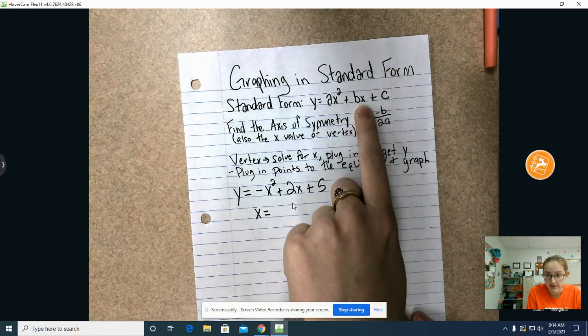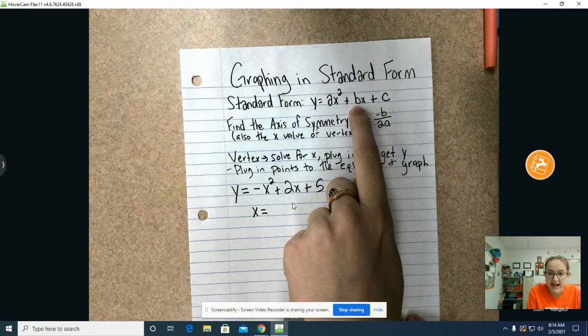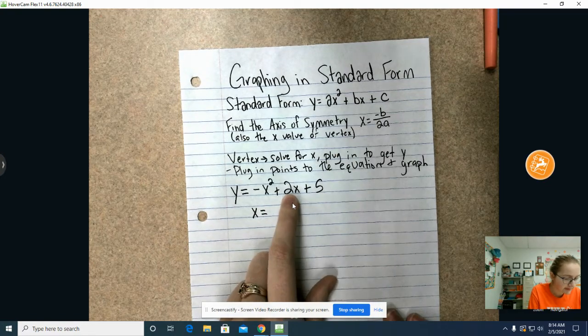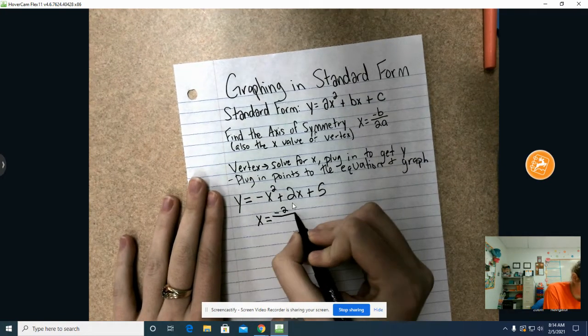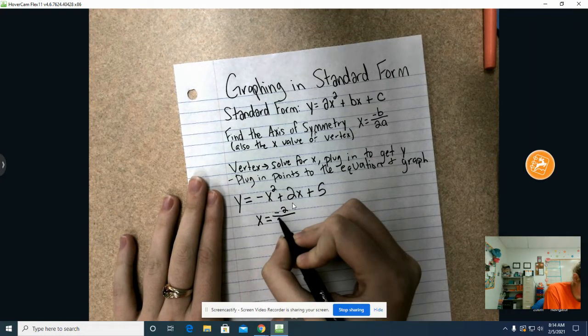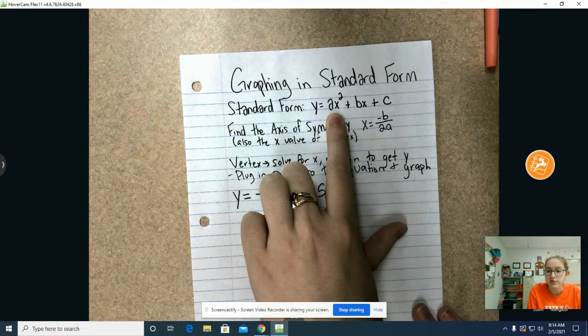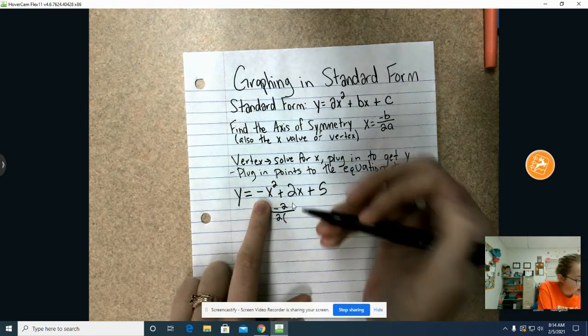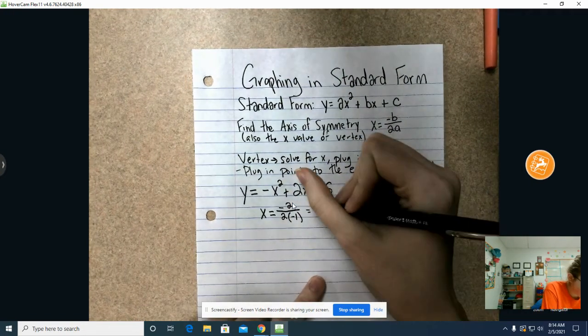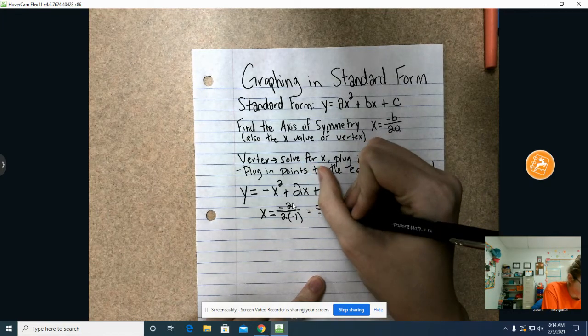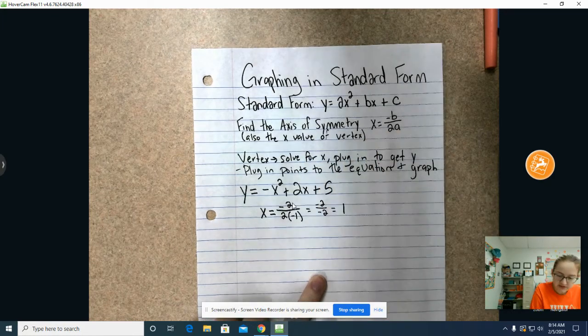So my b value is the number that's attached to just the x. So here my b value is 2. So it's going to be negative 2 over 2 times a. A is the coefficient that goes with your x squared. Ours is negative 1. So we're going to simplify that and we'll get negative 2 over negative 2. So that means my x value is going to be 1.